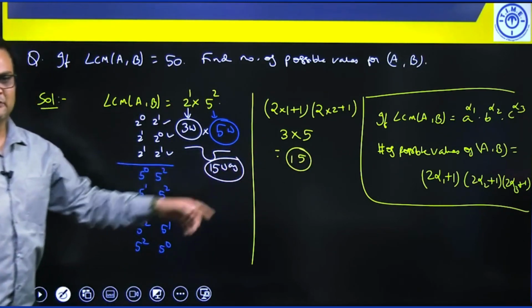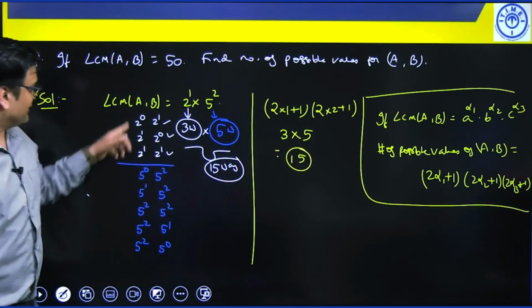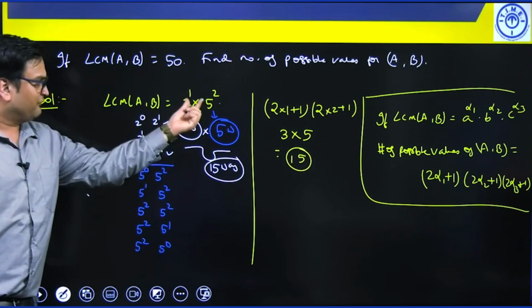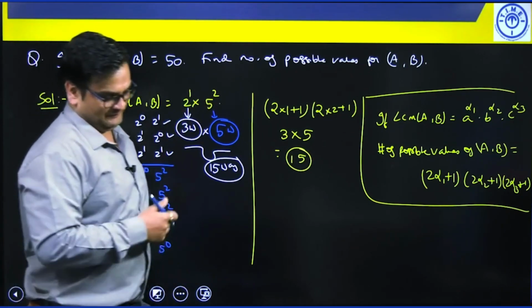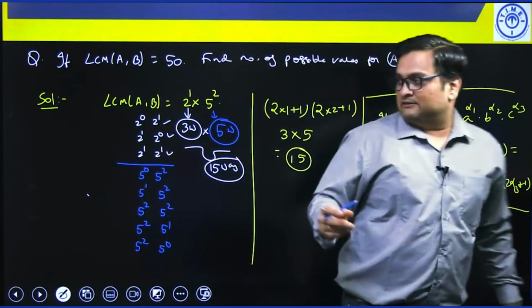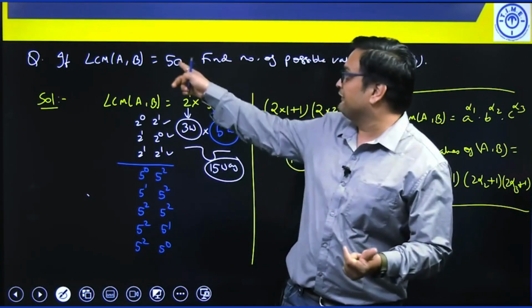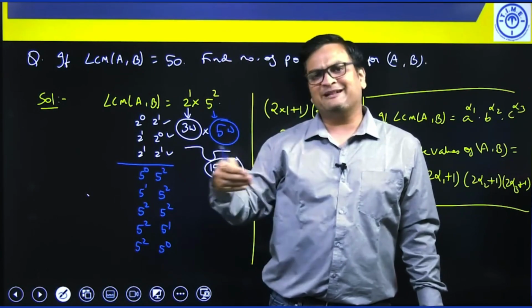The same answer. So that is the formula and this is the logic behind the formula. How many ways can you distribute 2 power 1? 3 ways. 5 square, likewise 5 ways. I hope this formula and this problem is also clear to us. So now even if you have 500, I am sure you can manage that.